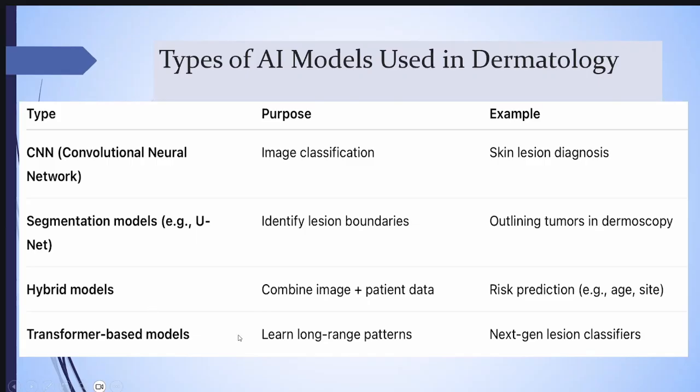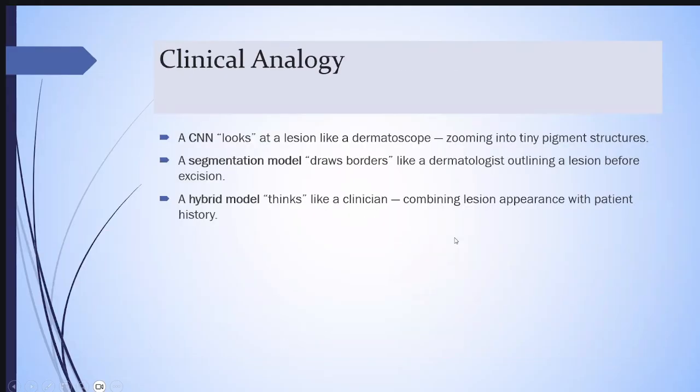And then a transformer based model, it's a next generation level, learns long range patterns. So clinical analogy, a CNN, it looks at a lesion like a dermoscope, zooming into tiny pigments. Okay, so as I told you, there are so many pigment or so many vascular spots or markers that are identified. So this CNN looks at these lesions in an elaborate manner. And then the segmentation, as I told you, draws the borders to decide on the clearance given by the surgeon. And a hybrid model, it thinks like a clinician.